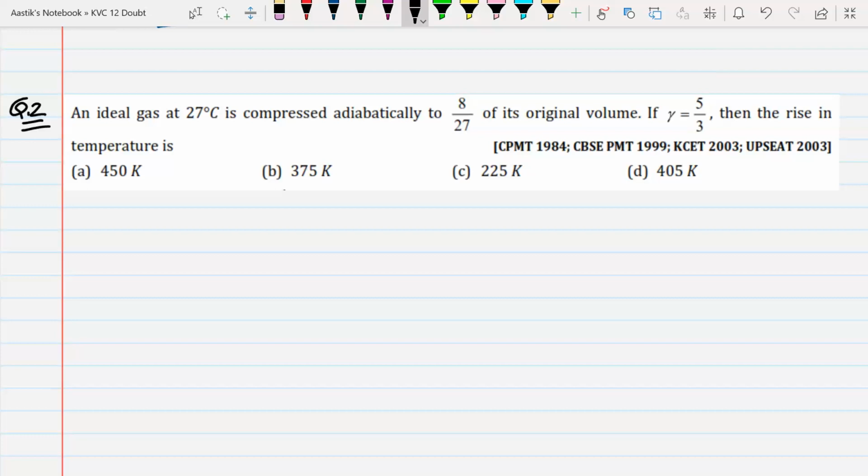Was thermodynamics done in chemistry also, no? Isn't it? Was it done in chemistry? No, sir, not done yet. In physics? Previously? Previous class? Not done? In the beginning. Okay, no problem. Now you are able to understand this? Yes or no? Yes, sir.